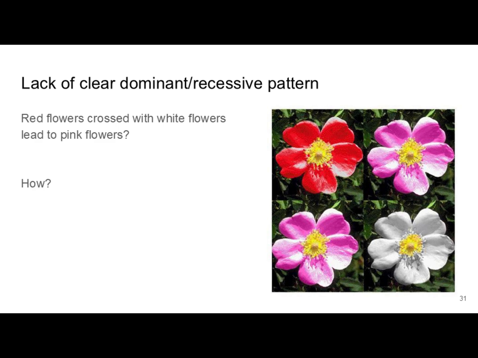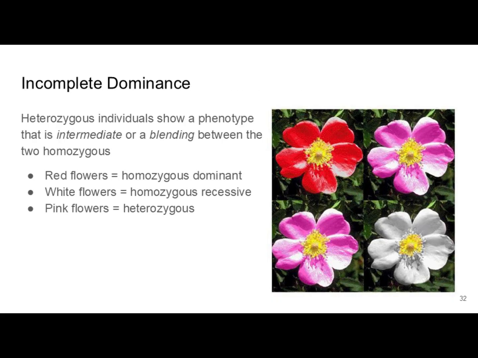So for example, these four o'clocks here, these little flowers: the red is the homozygous dominant, the white are homozygous recessive, but when we have our heterozygotes, they show up pink. And this is because they have what we call incomplete dominance, where the heterozygote individuals show a phenotype that's an intermediate or a blending between the two homozygotes.